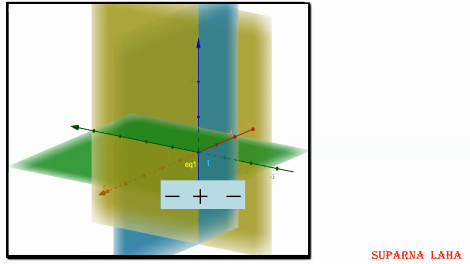So this is the 3-dimensional coordinate system, its octants, and their signs, and these are the three axes x, y, and z.